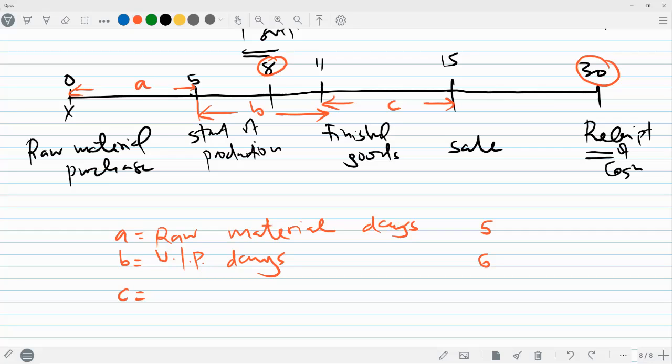It's called the finished goods days. In this case, it was equal to 4 days.